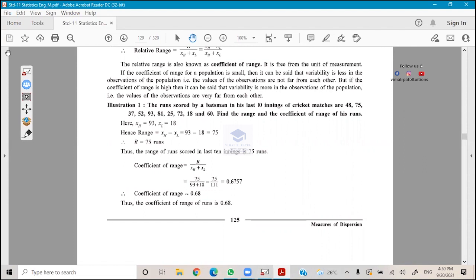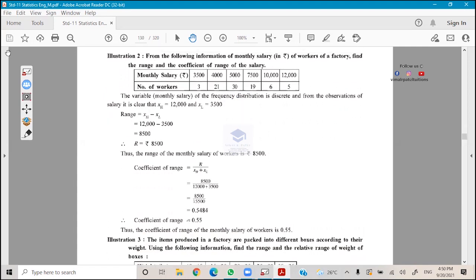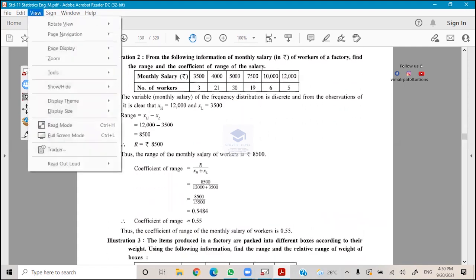And coefficient of range is XH minus XL upon XH plus XL. So 93 minus 18 upon 93 plus 18, 75 upon 111. So it will be 0.68. But that's it. Ungrouped data. Okay. Now, if you talk about discrete frequency distribution.